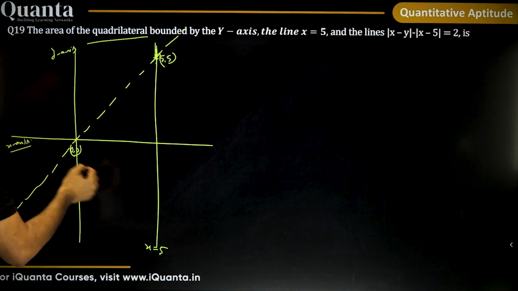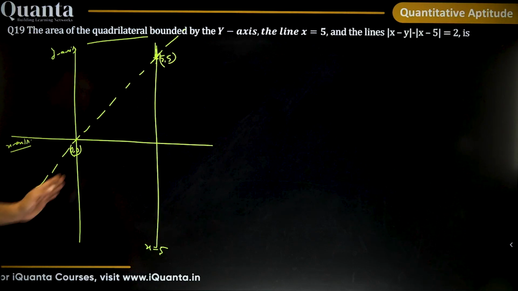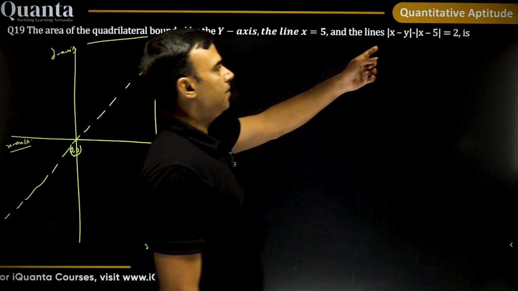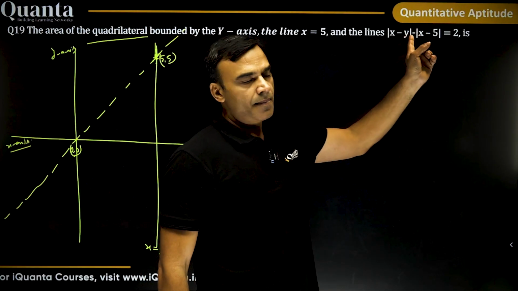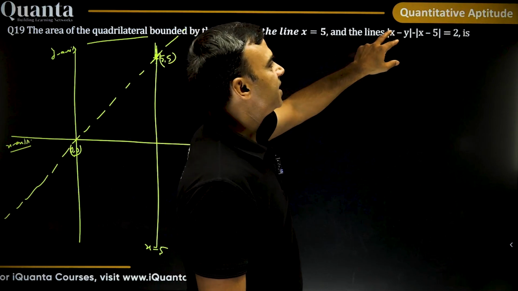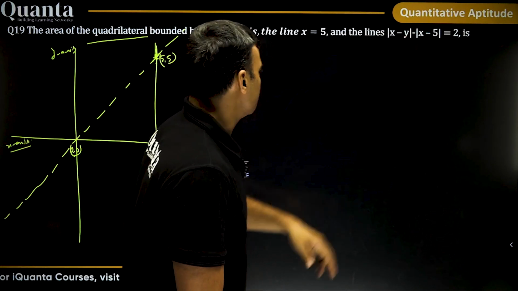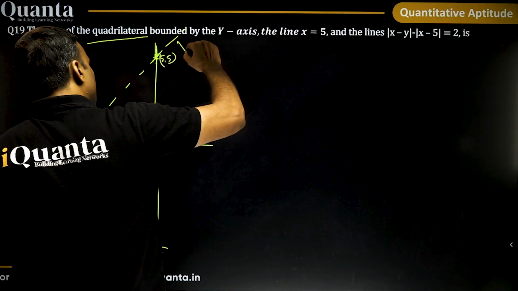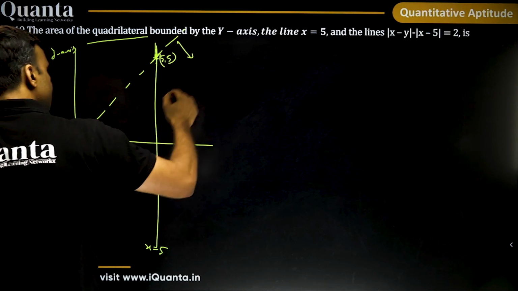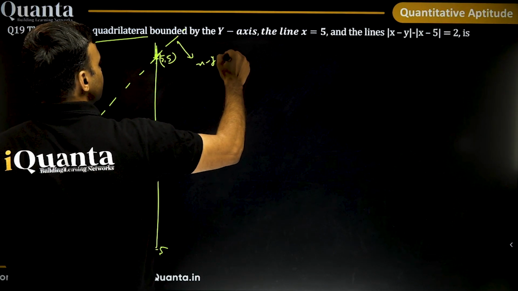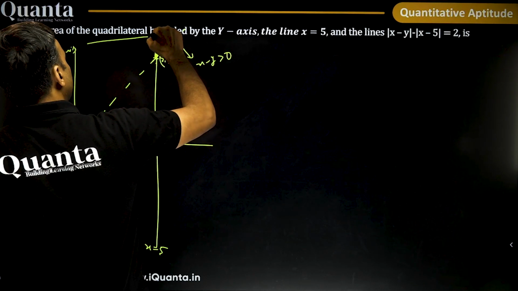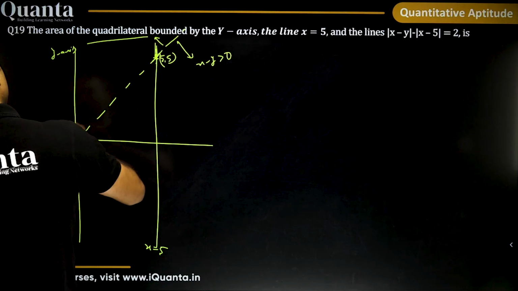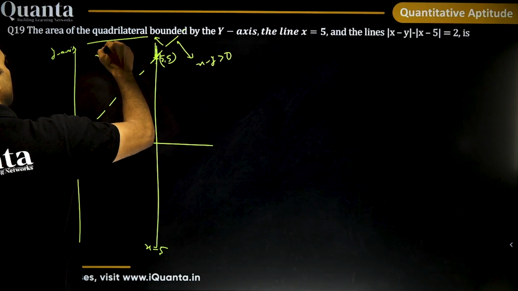Okay. Now, why did I draw this? Because x minus y is inside modulus. So, we need two cases where x minus y is greater than 0 and x minus y less than 0. So, clearly, this side of this line is x minus y greater than 0 and this side of this line is x minus y less than 0.